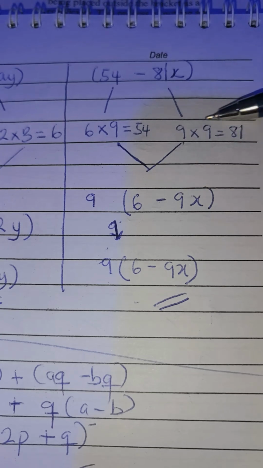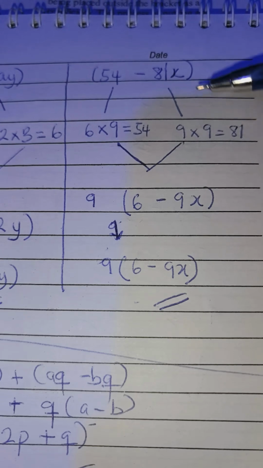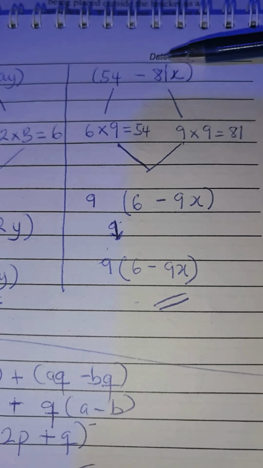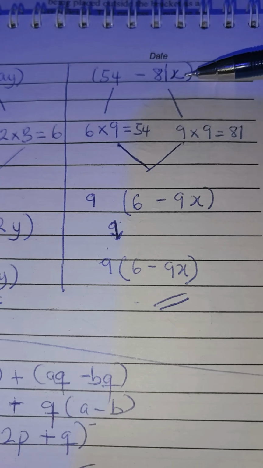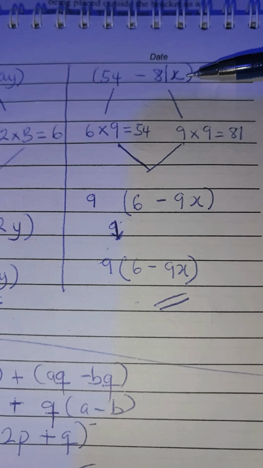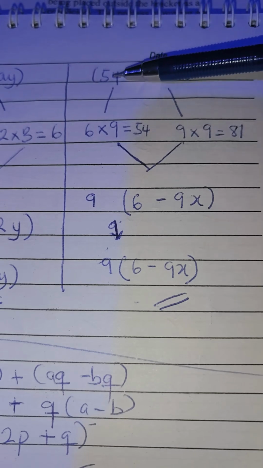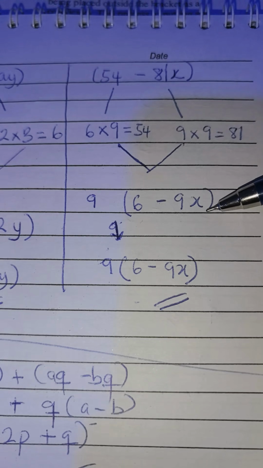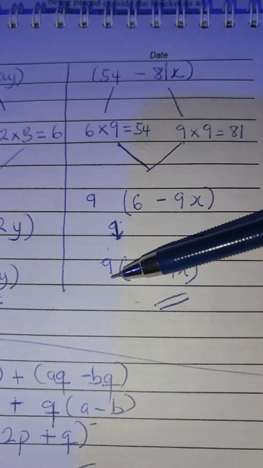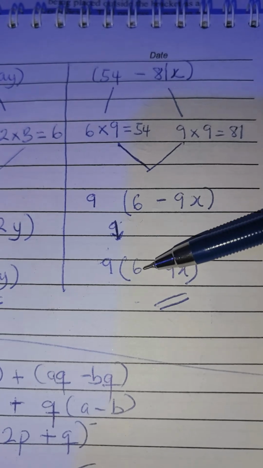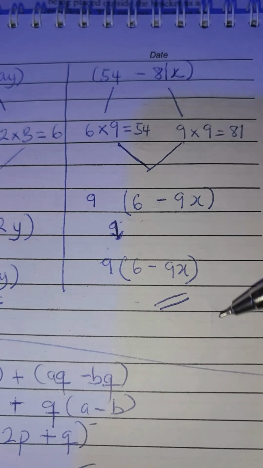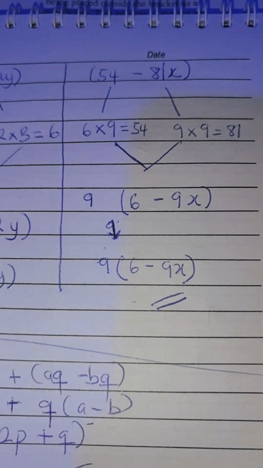So now, we move to the next term, which is 81x. Now, what is the variable here? Variable is x. Now, x only appears here. It doesn't appear under this term. Hence, it remains in the brackets. So let's rewrite them, closing up the spaces. So it becomes 9 into bracket 6 minus 9x. Correct? Let's check in the textbook if you are correct.